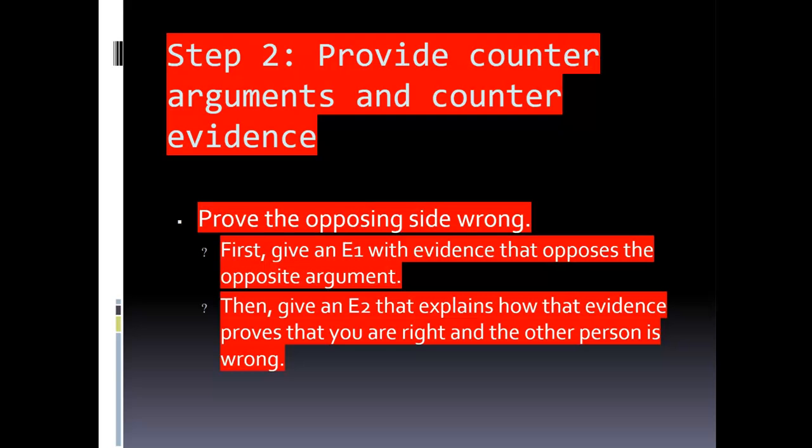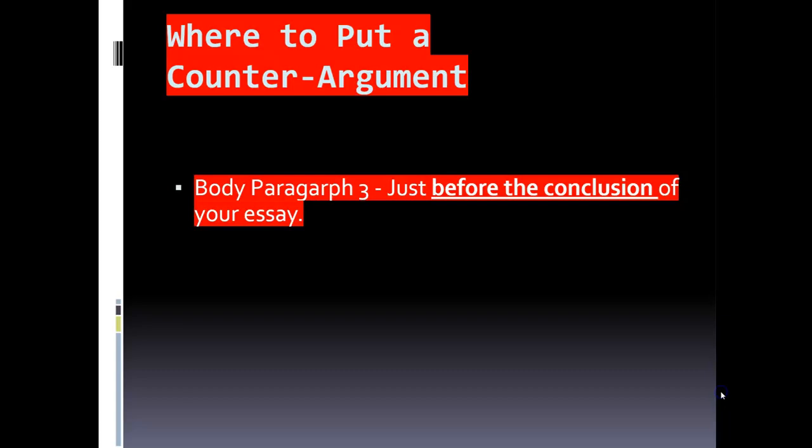And then anytime we have an E1, anytime we have a piece of evidence, we always follow that with our E2, which is our explanation. And with your E2s, you are explaining how the evidence that you provided, again, proves that you are right and that the other person is wrong. And remember, we want to do that twice when we're writing our counter argument. Just like our body paragraphs, we're always going to have two E1s, so two pieces of evidence to support our counter argument, and two E2s following our E1s.